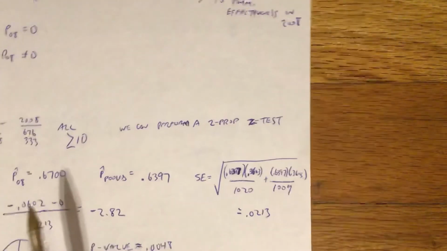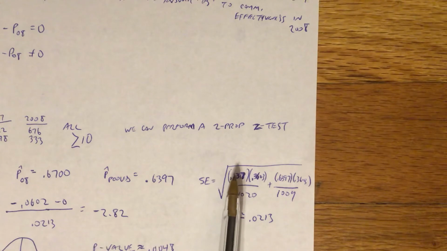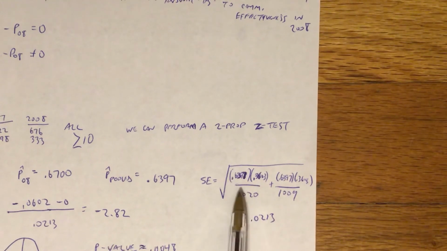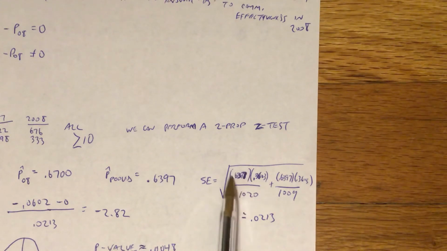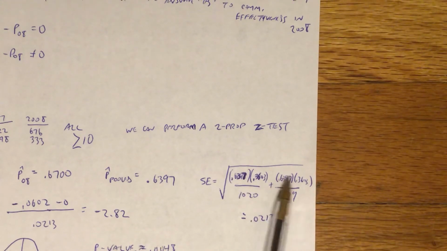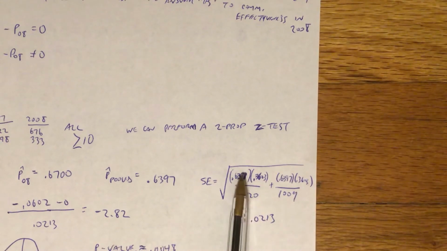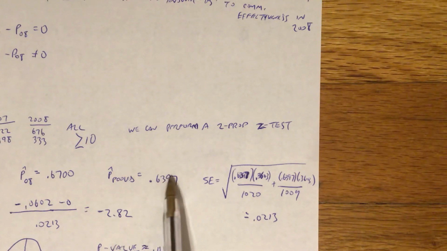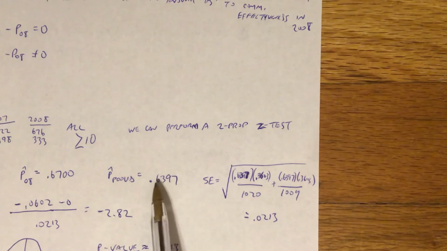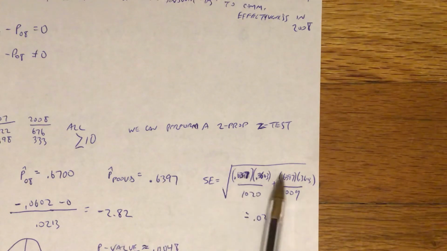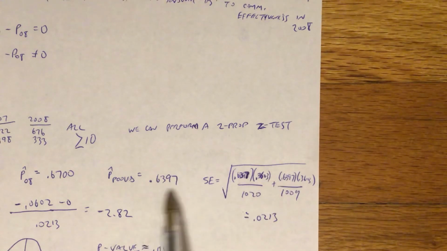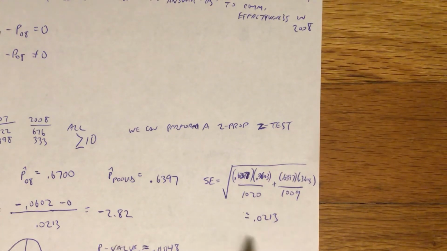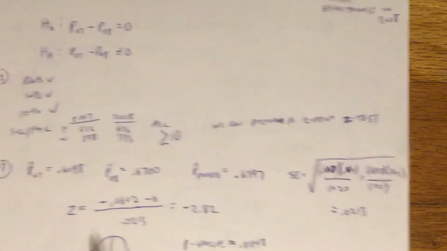You would use that to then get the standard error. The standard error is, let me be more precise, P1 Q1 over N1 plus P2 Q2 over N2. For P1 and P2 and Q1 and Q2, we're using the pooled number and the complement of this. So I use the 0.6397 in both of the Ps, and then 1 minus this, the leftover, is in the Qs. And then here's the sample size. That gives me the standard error of 0.0213.